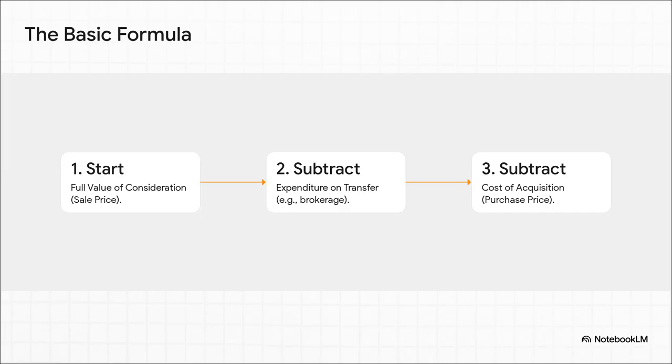You start with your sale price. From that, you subtract any costs you had to pay to make the sale happen, like brokerage fees. Then, you subtract what you originally paid for it. That gives you your basic gain. But for long-term assets, there's a powerful tool that can change this result dramatically.